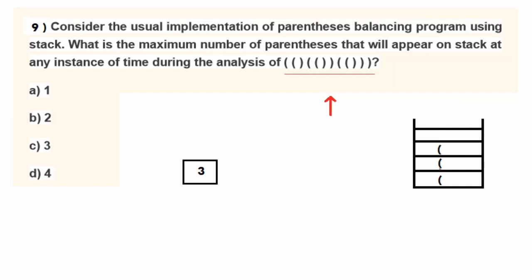Now after this we have 2 closing parentheses, so for these 2 closing parentheses we will take 2 opening parentheses from the stack. Now once again we have 2 opening parentheses, so again we will put these 2 opening parentheses in the stack. After this at the end we have 3 more closing parentheses, and for these 3 closing parentheses we will take all the opening parentheses from the stack. So according to this we can see our expression is balanced, and we have 3 parentheses that will appear on a stack at any instance of time during the analysis of this expression. So our answer is 3.